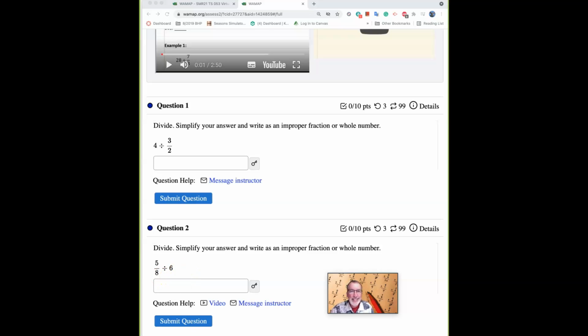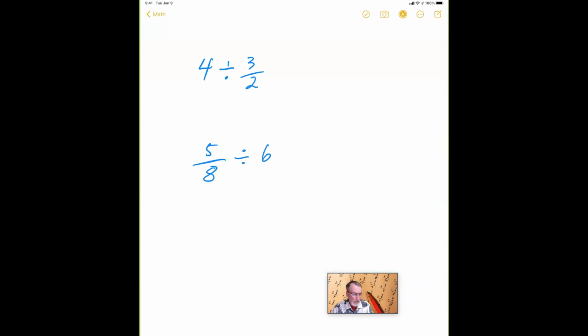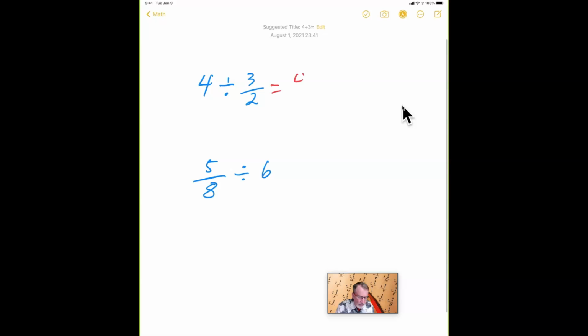So let's take a look at the tablet and see how that's done. Okay, so easiest thing to do for dividing fractions, if you have both fractions, it should make more sense. So 4 can be turned into a fraction by using a 1 in the denominator. So let's rewrite that. We'll rewrite this problem as 4 over 1 divided by 3 over 2.